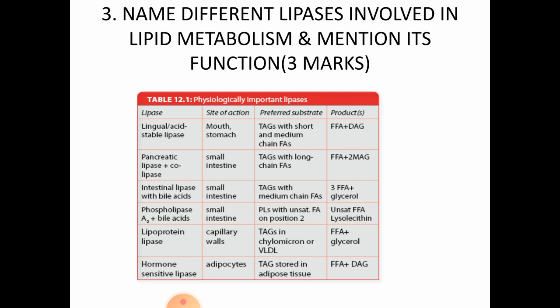Next is a 3 marks question on different types of lipases involved in lipid metabolism and mention its functions. So, if it is 3 marks, at least 3 to 5 lipases need to be explained. Any of these 5 you can study. You need to include the name of the lipase, where it is acting, what it is acting upon, like triglycerides or long chain or medium chain, and what are the products formed from it.